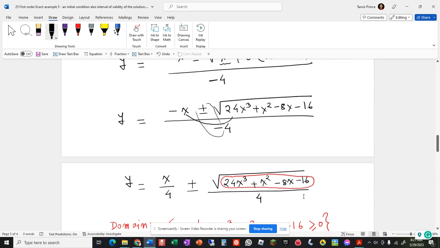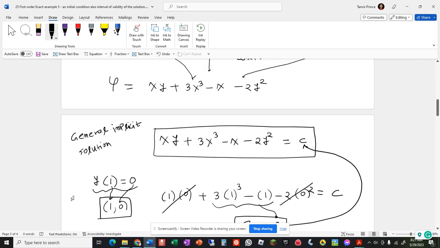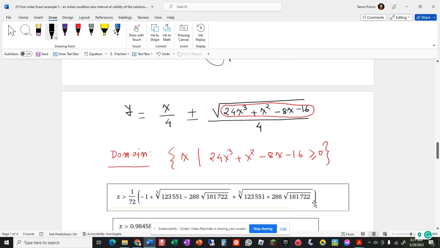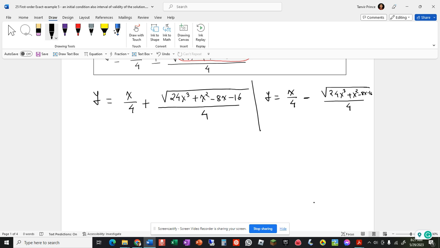Let's go back to the initial condition: y of 1 equal to 0, right? So think about the initial condition, y of 1 equal to 0. So this means my x is 1 and y is 0. So when you substitute x is 1 and y is 0 in both of them, which one will give you 0? Let's think about that for a minute, okay?